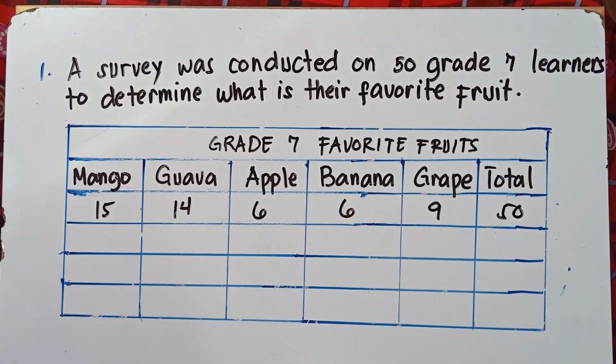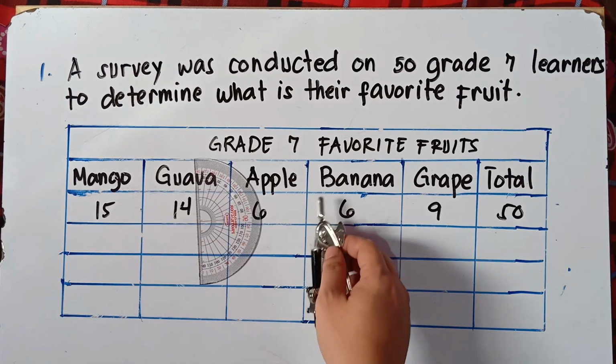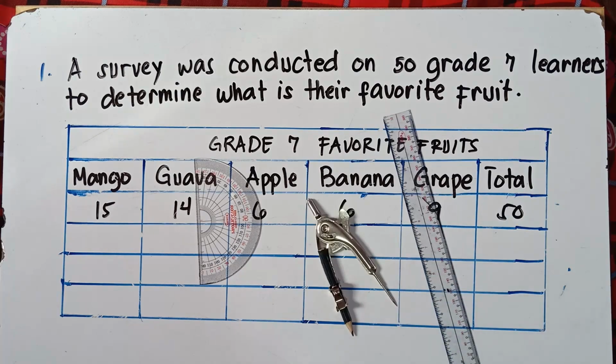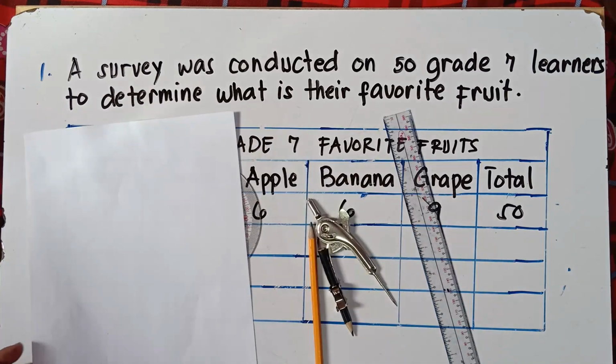A survey was conducted on 50 grade 7 learners to determine their favorite fruit. So this will be the table. We already completed this table, and then we made a pie graph using a protractor, a compass, a ruler, a pencil, and a bond paper. So once again class, we did it step by step for part 1.